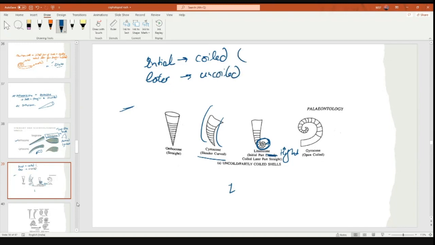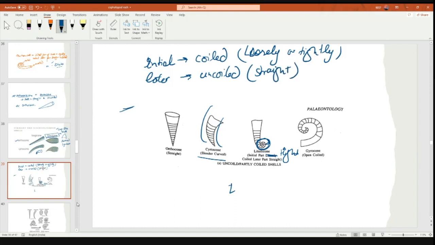Loosely coiled and tightly coiled, we just do not worry about that. Just focus: the initial part should be coiled and the latter part should be uncoiled or straight. Okay, this will be straight or uncoiled. So it will be our lituticone. Okay, and gyrocone is open coiled, or you can also call it loose coiled. Okay, so this will be clear, guys. Ortho, cyrto, liuti, and gyro.